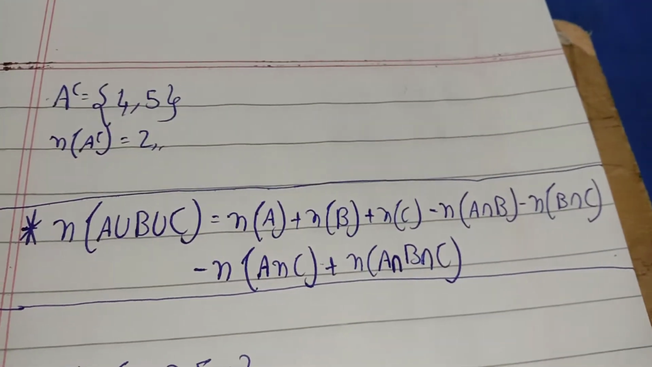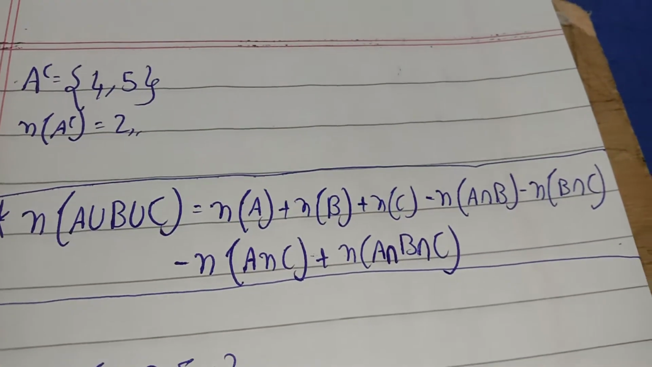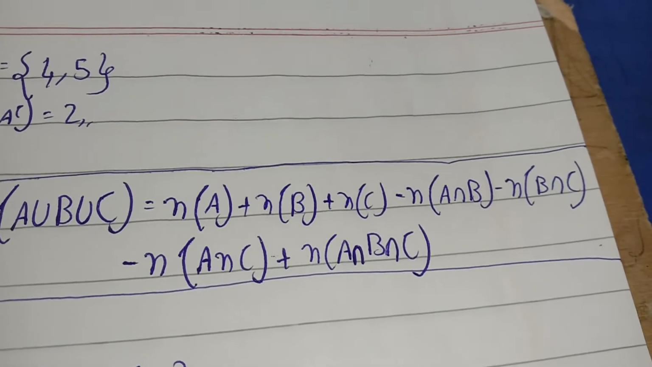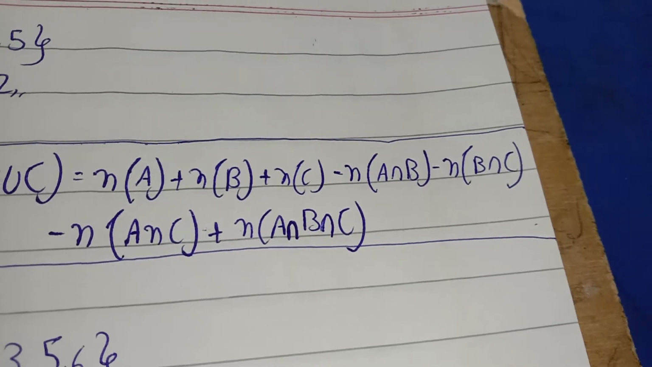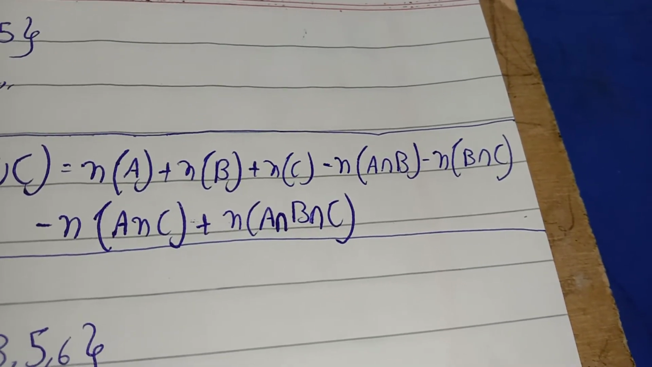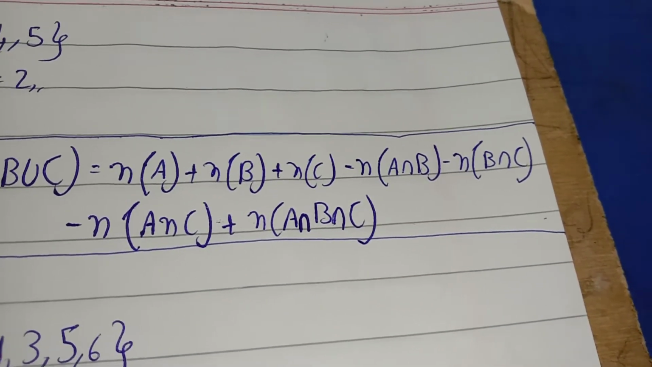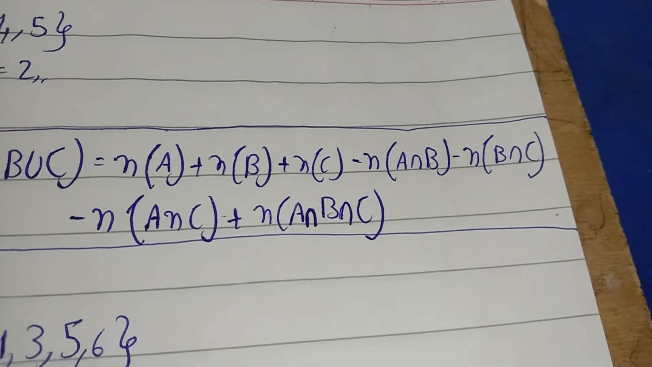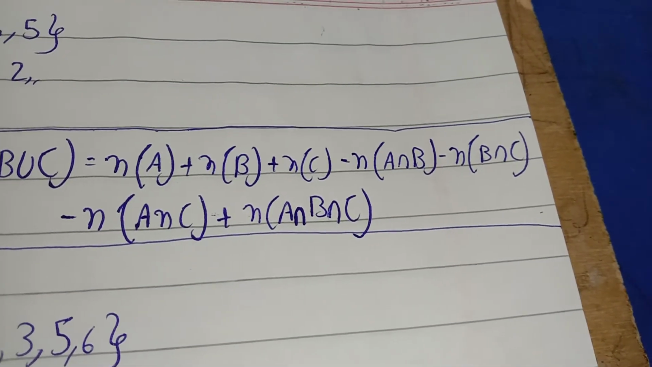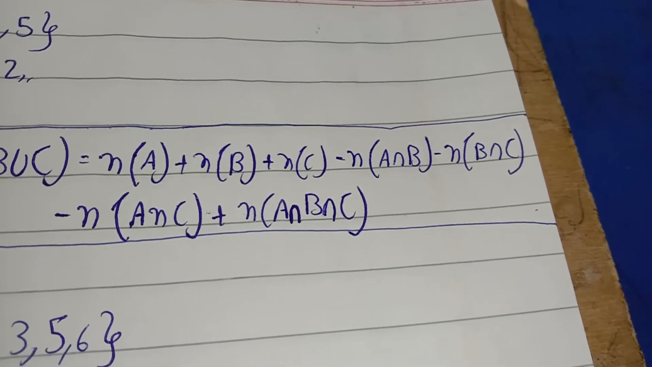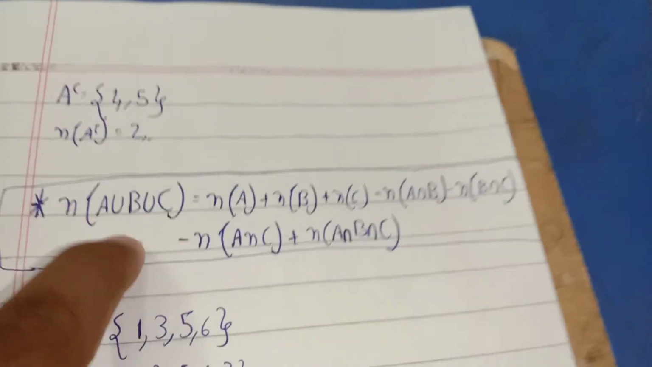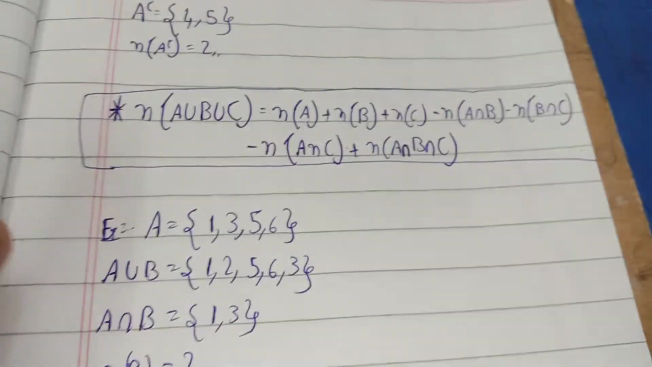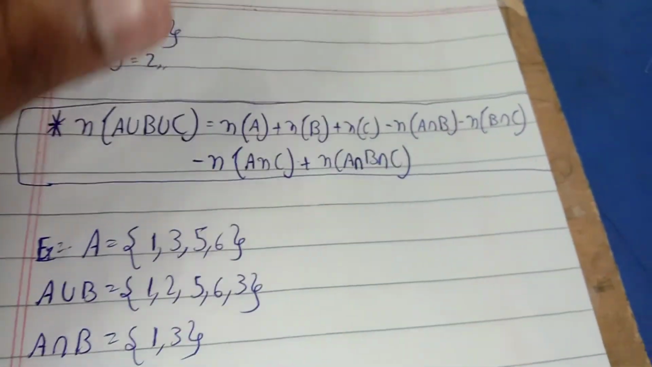This is another formula, guys. The number of elements in A union B union C equals N of A plus N of B plus N of C minus N of A intersection B minus N of B intersection C minus N of A intersection C plus N of A intersection B intersection C, guys. This is not a big formula. If you understand, it is a very small formula. So this is all about sets, guys.